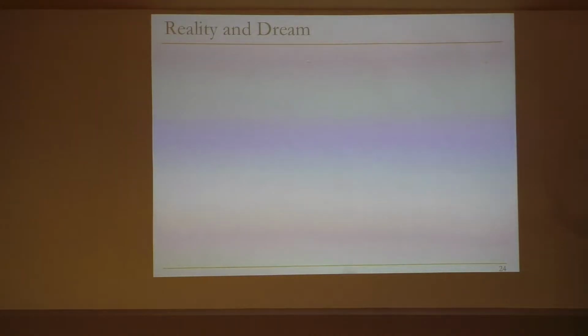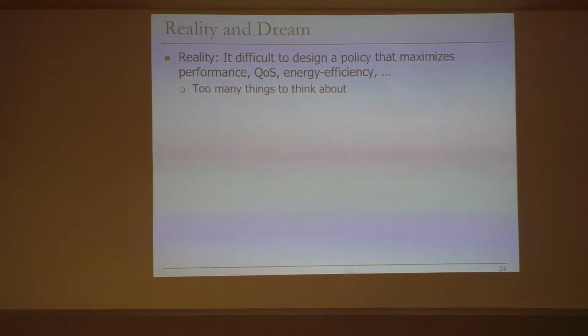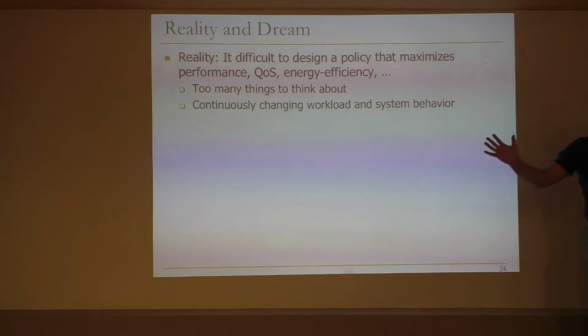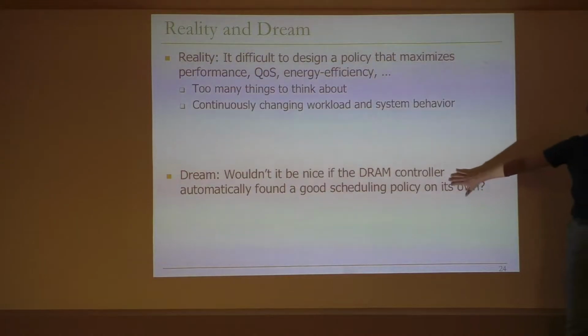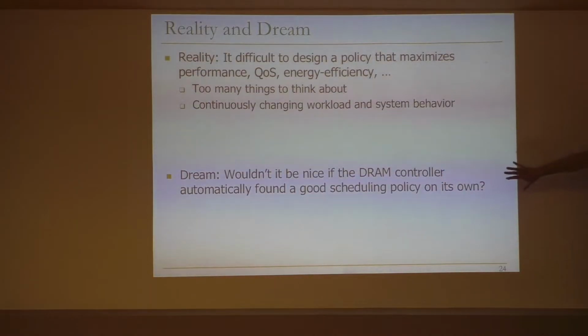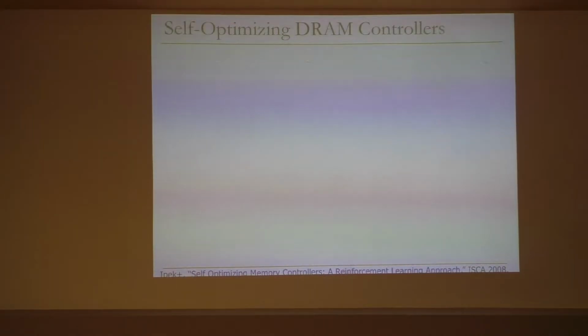So our dream at that time was to get rid of the human, in the sense that get rid of him or her as much as possible, because they have too many things to think about. And even if you perfectly optimize a single workload, once the workload and the system changes, the policy becomes not so good in the end. So we wanted to actually treat the memory controller as a machine learning agent that automatically finds a scheduling policy on its own. So this is the idea.